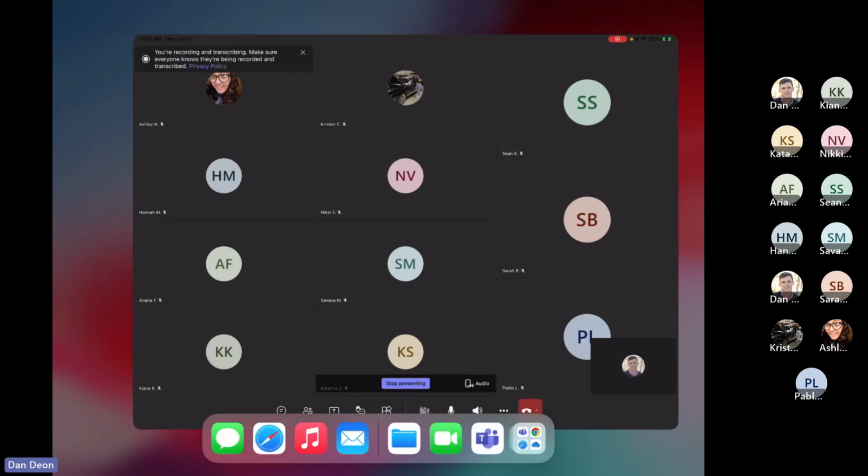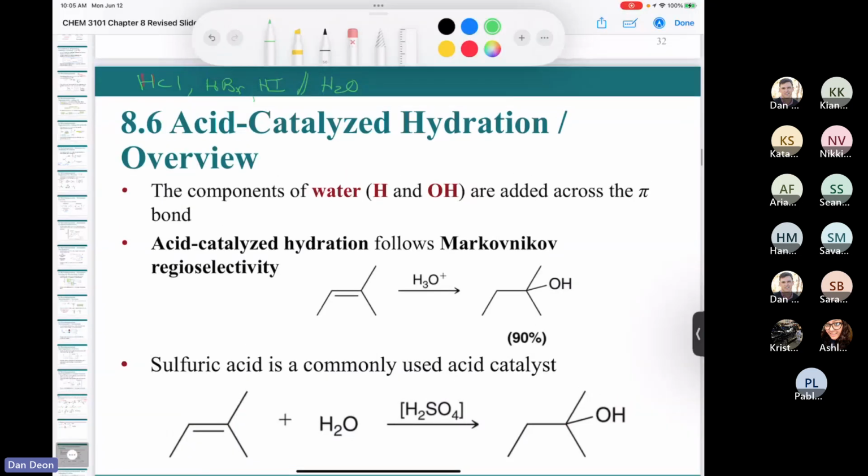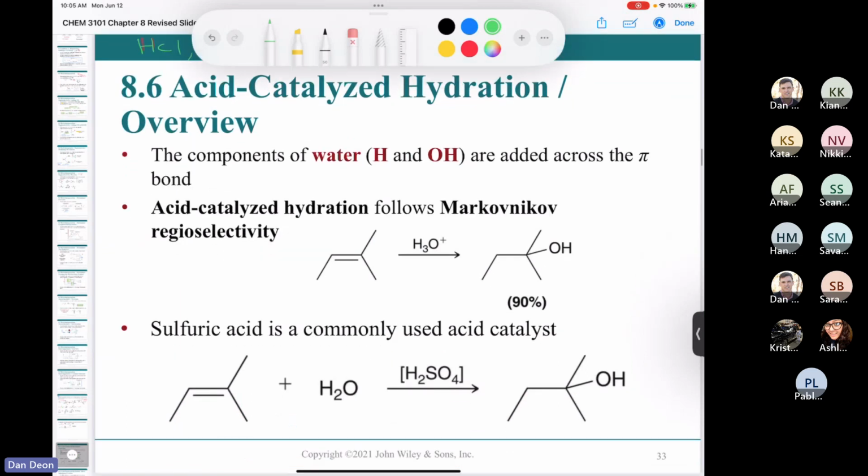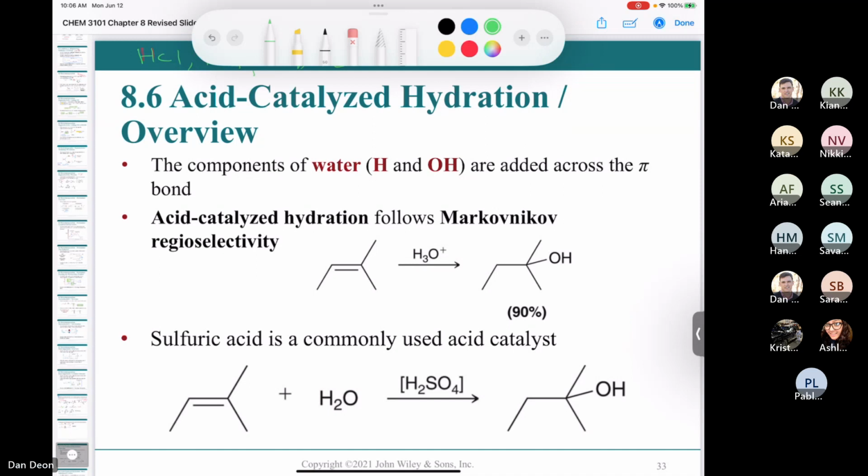Okay, so far we looked at hydrohalogenation with HCl, HBr, and HI, and now we're going to talk about acid catalyzed hydration. If you remember, hydration is where you take your alkene and treat it with water. On one carbon you add a hydrogen and on the other you add a hydroxyl. That's the simplest possible example I could give you. But a better example is what's shown here, because we need to have a catalytic amount of acid in there. And so it follows Markovnikov regioselectivity, right?